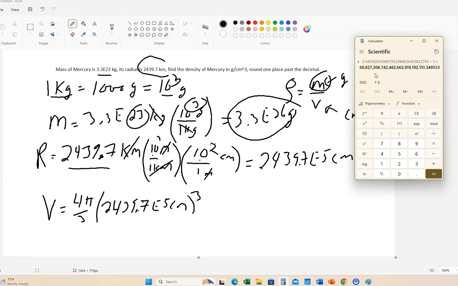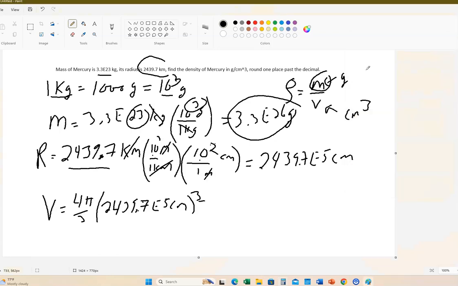So I already know that. This calculator is not putting it in scientific notation, but you can count each comma. There's 3. Anyhow, it's 6.08 times 10 to the 25th. Okay, so that's basically what this is. 6.08 times 10 to the 25th. And of course, since we cubed the centimeters, it's cubic centimeters.